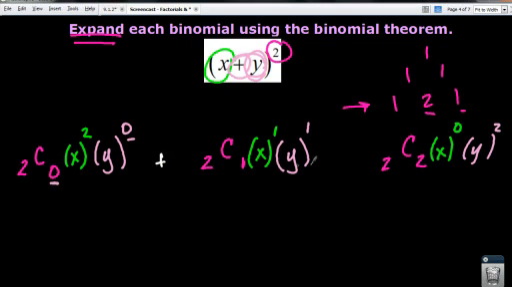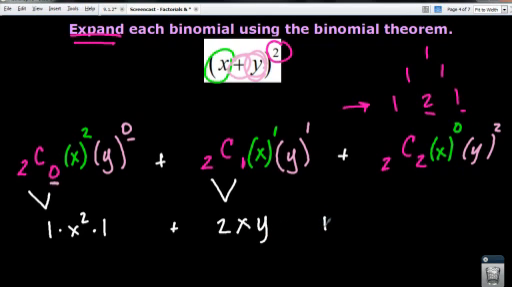These are all separated by plus signs. We know that 2c0 is 1 times x squared. What is y to the 0? It's 1. 2c1 is 2. Okay, x to the 1 is x, y to the 1 is y, plus 2c2 is 1, x to the 0 is 1 times y squared.